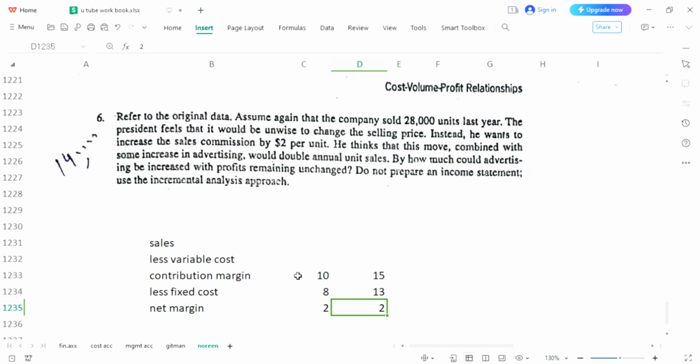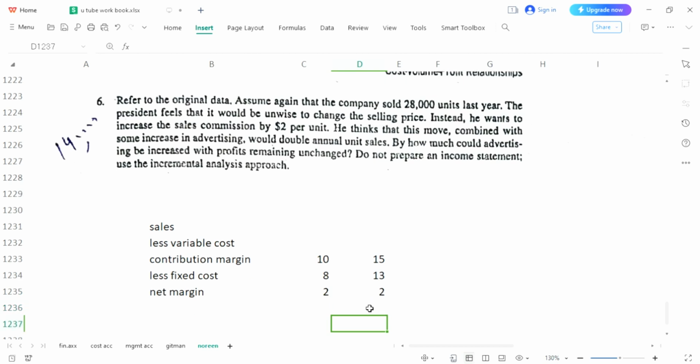It means if your contribution margin is increasing, and you want to get the same net margin, how much fixed cost will be increased? For that, whatever change comes in your contribution margin, the same change you will make in your fixed cost. This way you can get your same net margin. Okay, the same thing we are going to do. Here it was your old net margin and this was your new net margin.